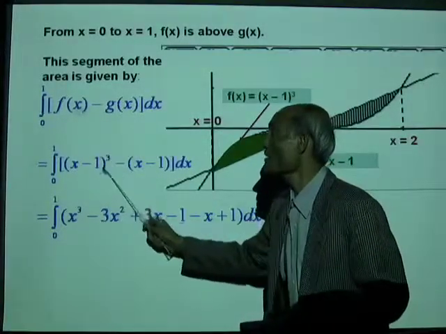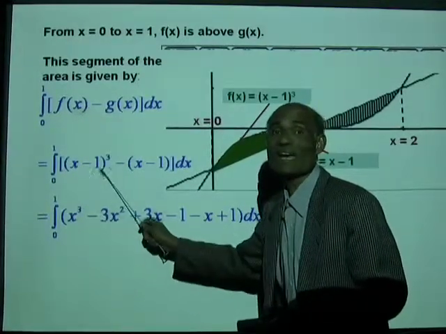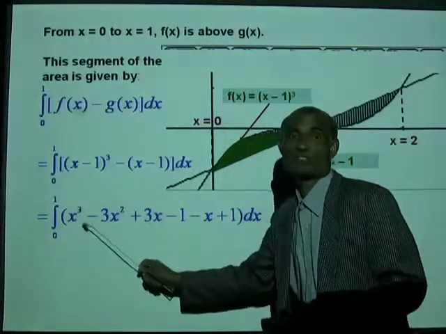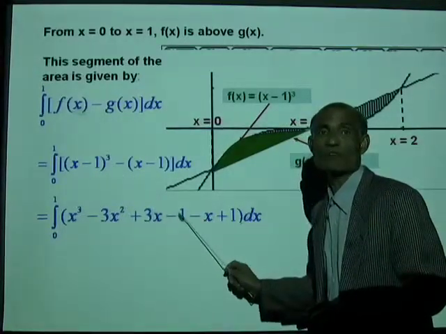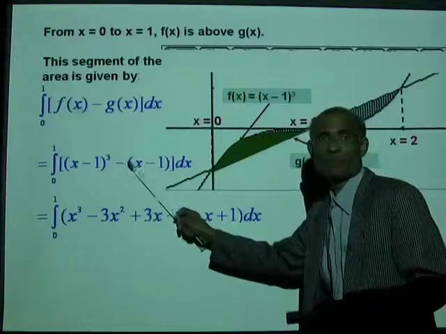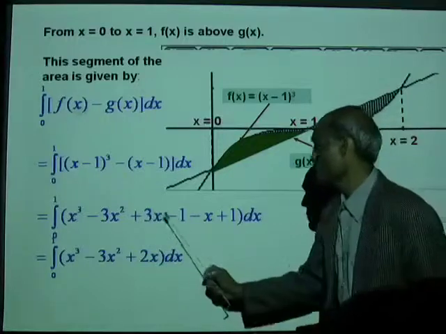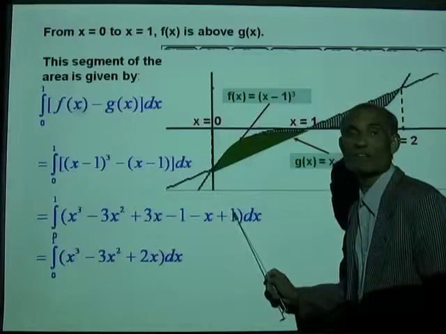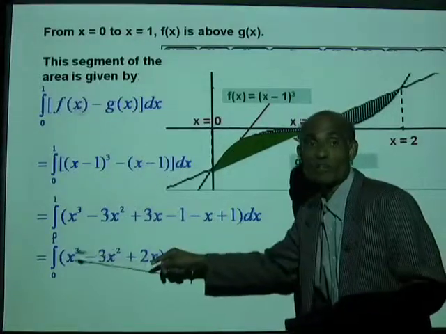So x minus 1 all to the power of 3 is x cubed minus 3x squared, plus 3x minus 1. So that's the expansion. Then minus x minus 1, distribute that negative sign. Distributing that gives you minus x, minus 1 will be plus 1. Now simplify that again. You have 3x minus x gives you plus 2x, minus 1 and plus 1 cancels. So this is the simplified version of this quantity. Now you can integrate that.